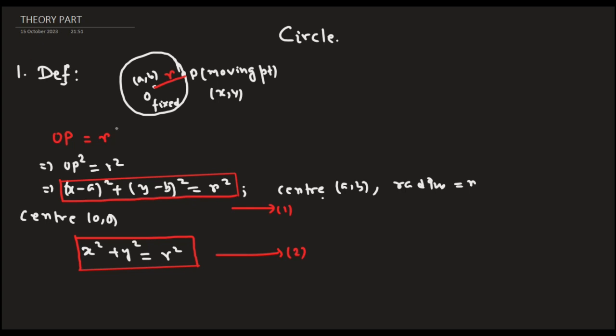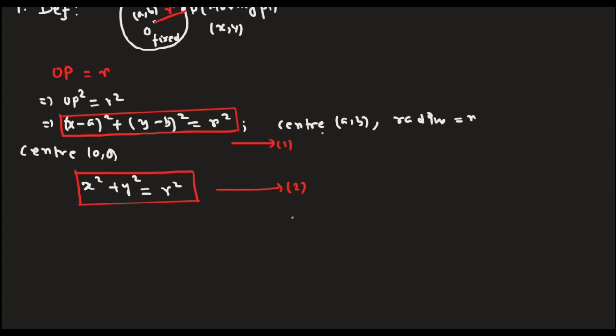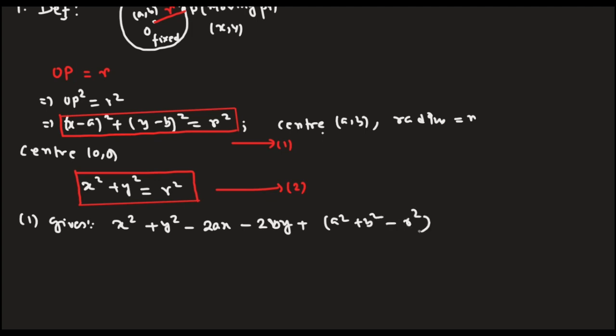And all of you know that we are going to calculate the general equation of a circle. In case of the general equation of a circle, first of all from equation 1 we get x square, then y square, then minus 2ax, then minus 2by, and then we have the constant term a square plus b square minus r square. After expansion, this one I call equation 3.